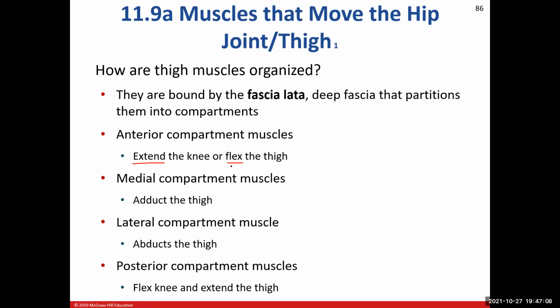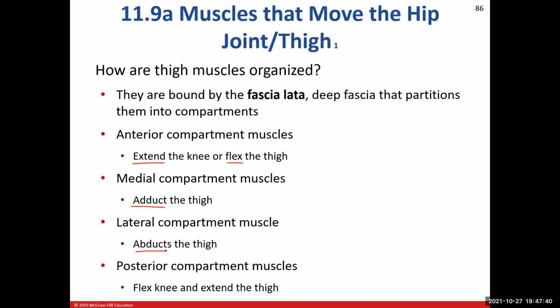The medial compartment, real easy, they're on the inside, so they're going to adduct the thigh. What is that? If you are doing a stretch in which you're bringing your leg away from your body, when you bring it back towards the ground or towards your other leg, that's adduction. The lateral compartment will abduct. If I say bring your foot as far away from your body out to the side as you can, that is abduction of the thigh.